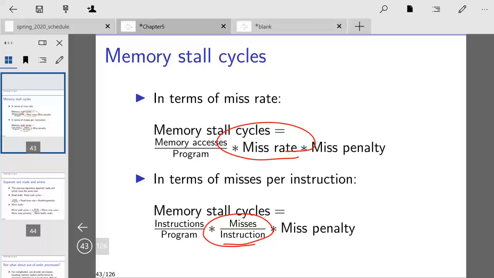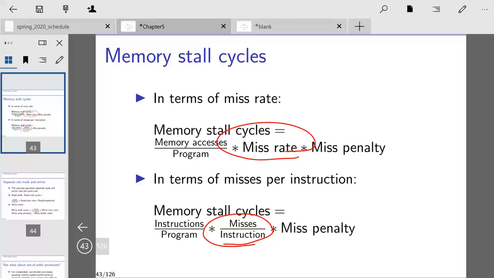Then in your homework problem, you'll calculate your new CPI accounting for instruction cache misses, and then I'll ask you to calculate more. I'll give you a miss rate of the data cache and the frequency of load and store instructions. Then I'll give you the miss penalty for the data cache, and you have to account for the memory stalls required for accessing the data cache.